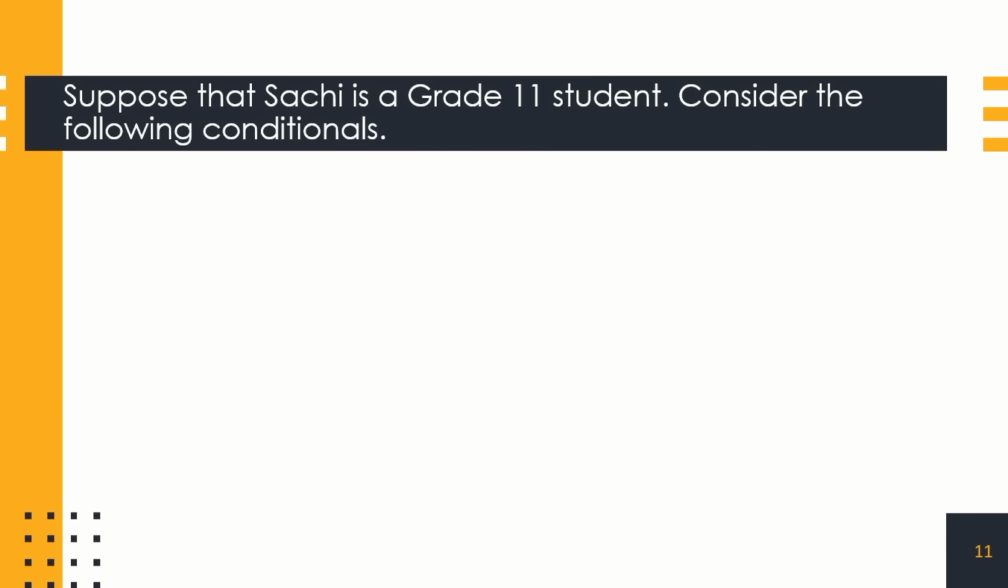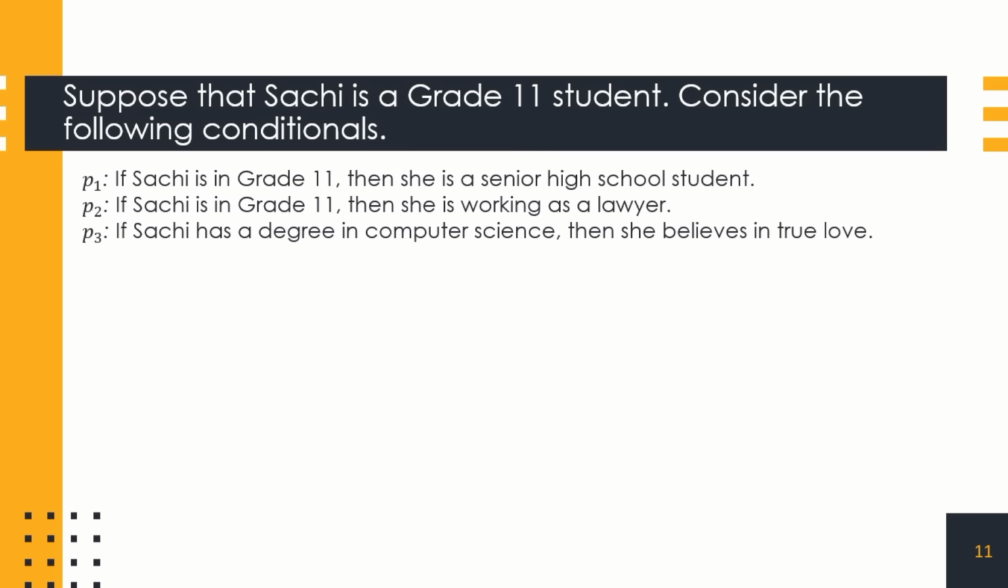Suppose that Sachi is a grade 11 student. Consider the following conditional. Proposition P sub 1. Okay, the first proposition, if Sachi is in grade 11, then she is a senior high school student. Sa proposition 2, if Sachi is in grade 11, then she is working as a lawyer. Proposition 3, if Sachi has a degree in computer science, then she believes in true love.